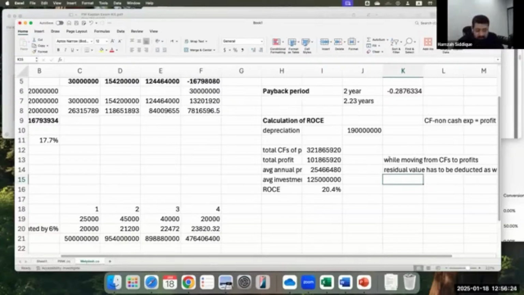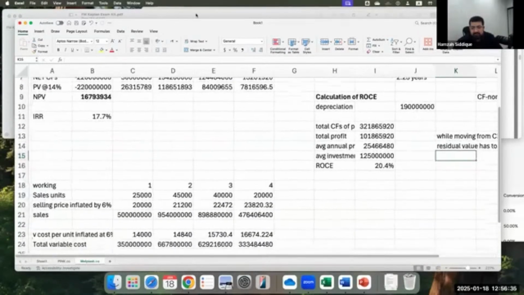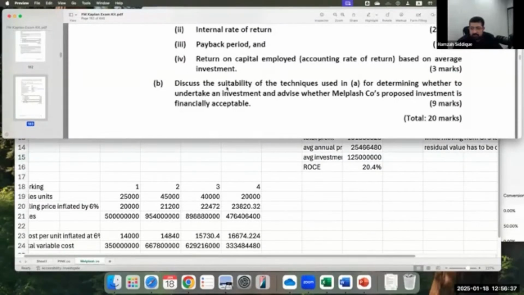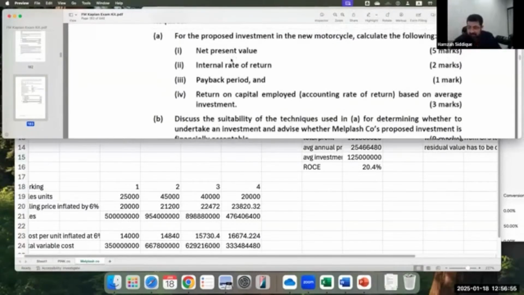So now ROCE is 20.4% in front of you. Now, students, discussion. The next part, we have done all the calculation. Now a 9 marks discussion is there. Suitability of the technique. So we have to discuss basically the positives and a bit of negatives for each technique. We have not to discuss in bullet points, but in discussion style.